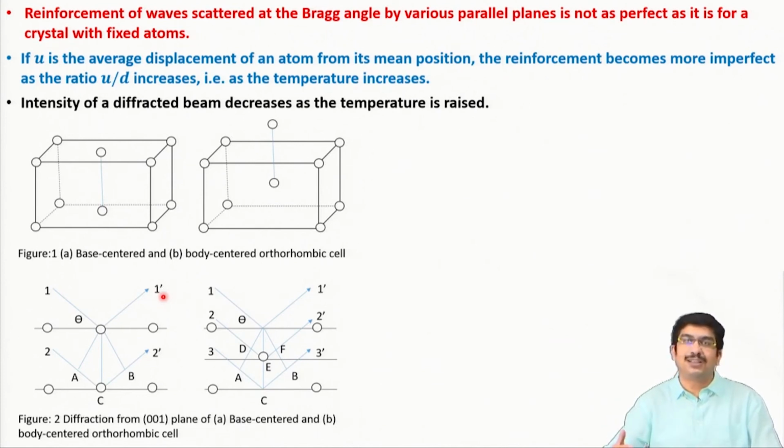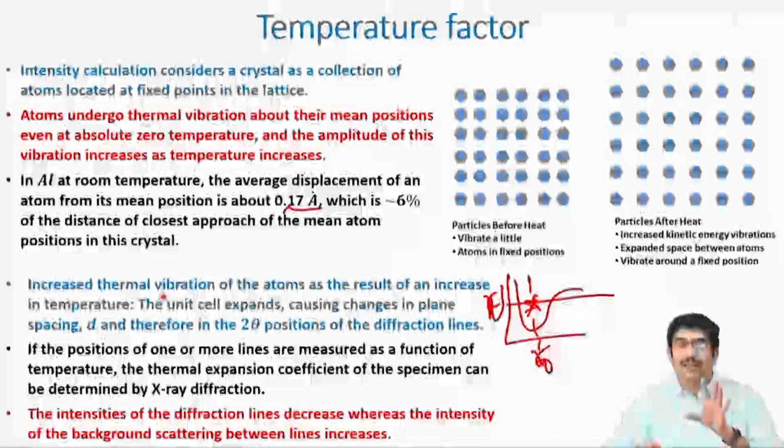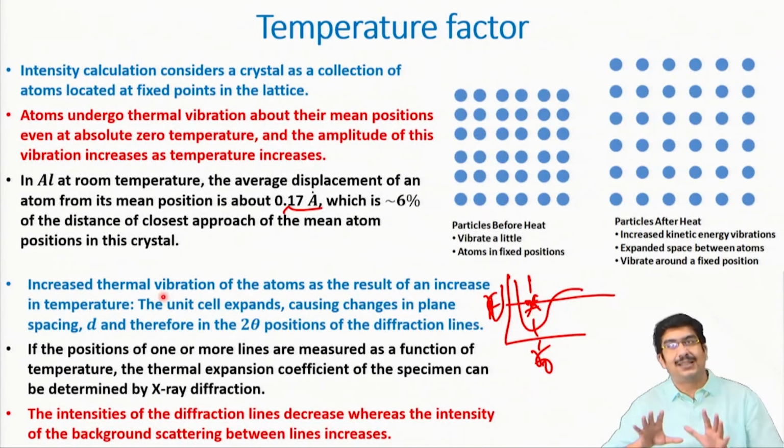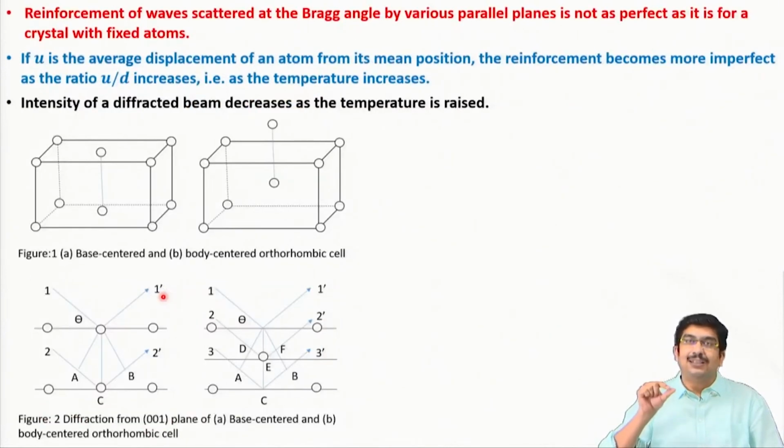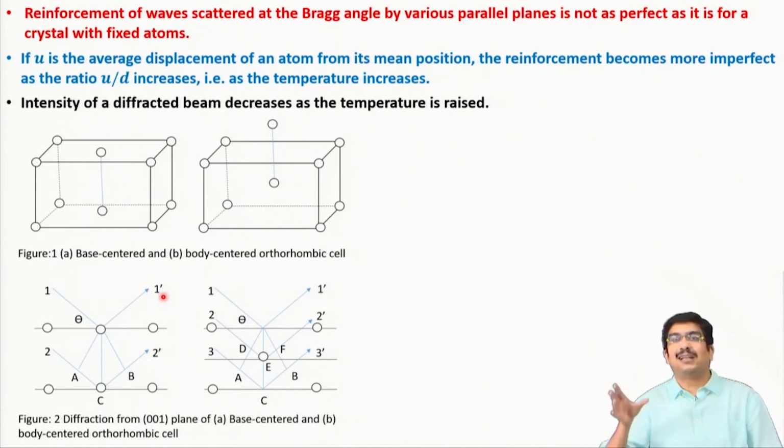That means if temperature increases, the intensity of the diffracted beam also decreases, even if we get the same d value. Earlier we were just considering the effect of d. The effect of increasing d is reflected in the shift of the peak in the sin 2 theta axis. But now we are considering the vibration itself, the average displacement about its mean position. Because temperature is increasing, u is increasing, d remains constant, and we are moving away from an exact constructive interference case, so the intensity is decreasing. That is the first effect.